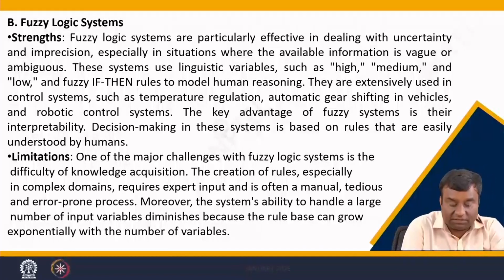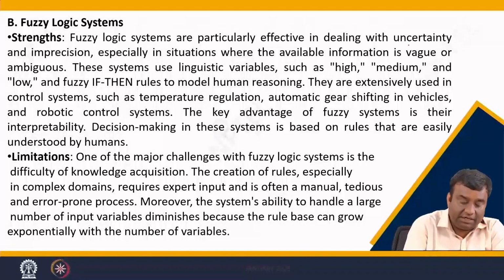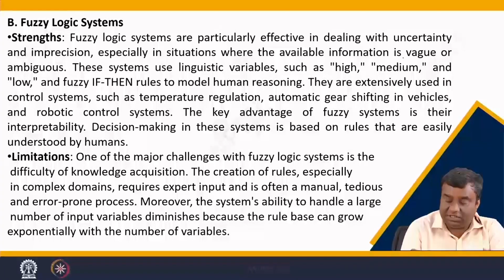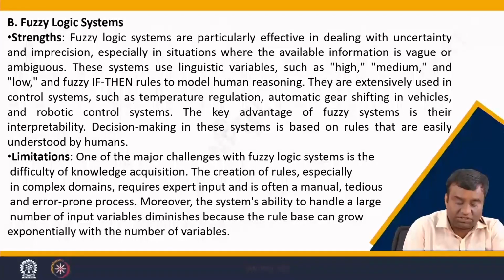Next one, fuzzy logic systems. Fuzzy logic systems are particularly effective in dealing with uncertainty and imprecision, especially in situations where the available information is vague or ambiguous. These systems use linguistic variables such as high, medium, and low, and fuzzy if-then rules to model human reasoning. They are extensively used in control systems such as temperature regulation, automatic gear shifting in vehicles, and robotic control systems.